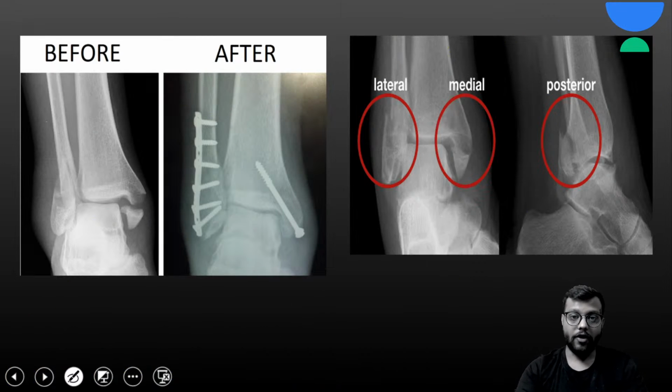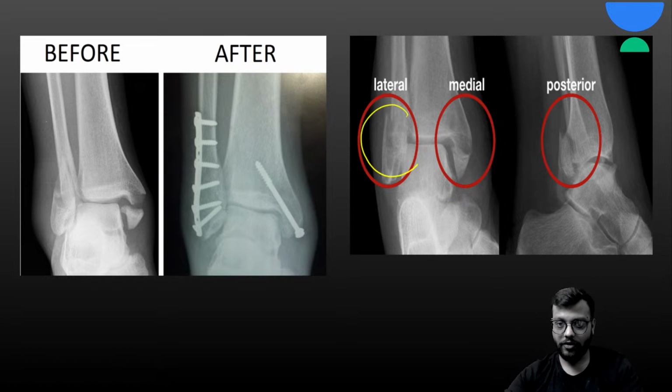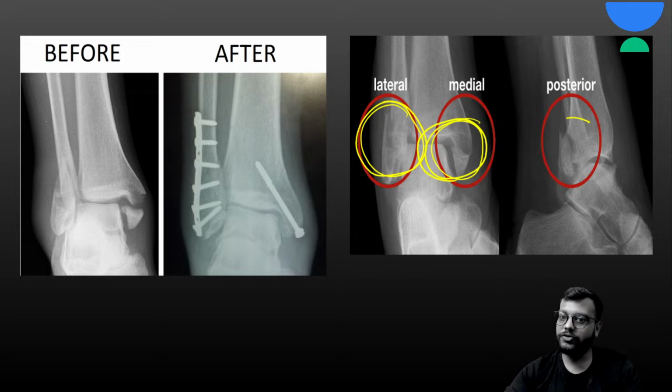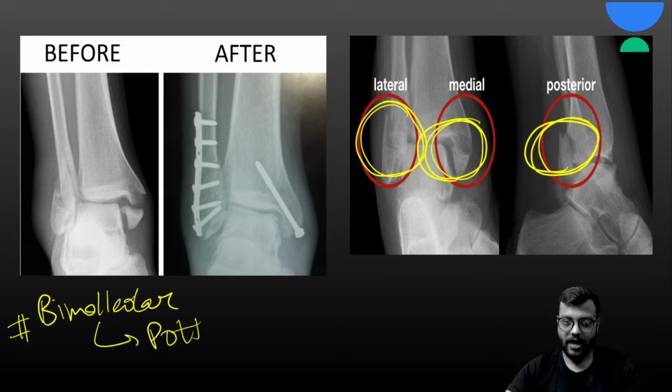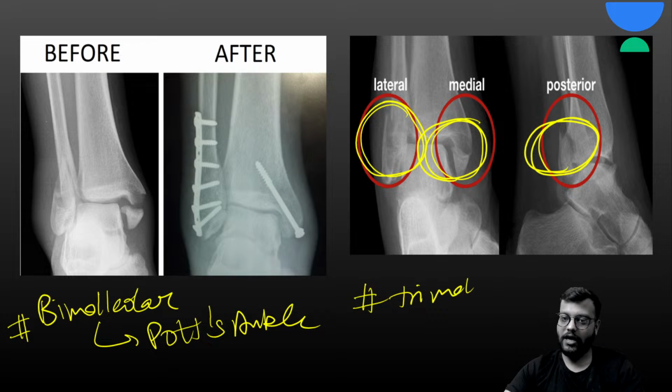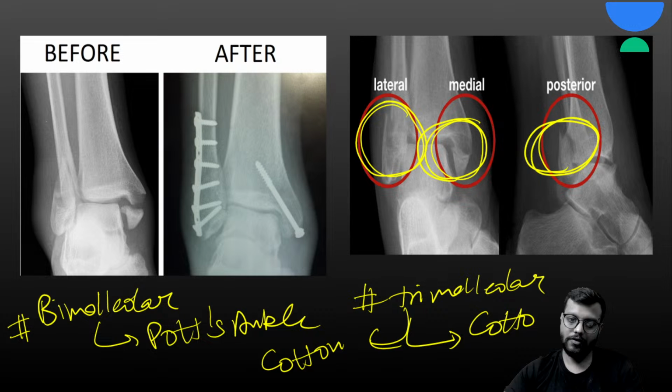Okay, now there are three malleoli in the ankle: the lateral malleolus of the fibula, the medial malleolus of the tibia, and the posterior malleolus of the tibia. So if it is a bimalleolar fracture, that is, two malleoli are fractured, this is called Pott's fracture. And if the fracture is trimalleolar, as in the X-ray here, it is called Cotton's fracture. Very important.